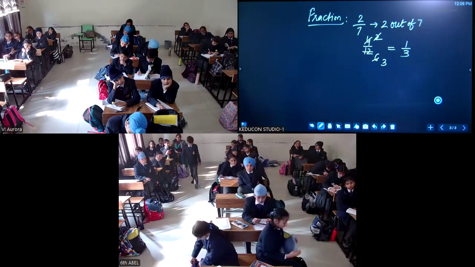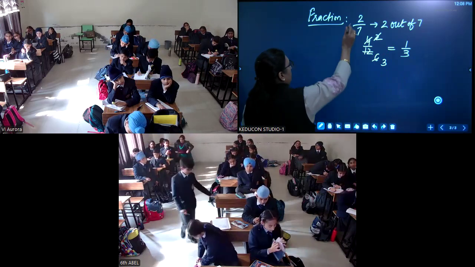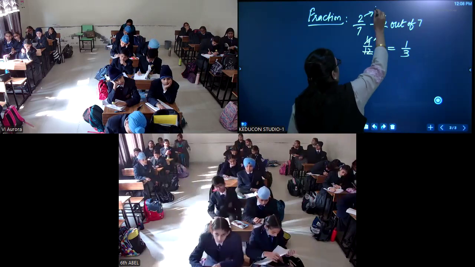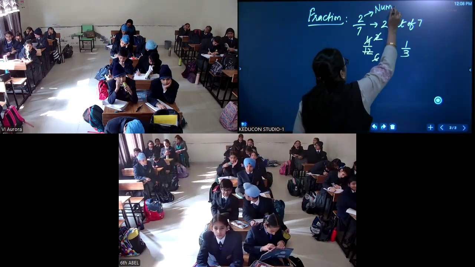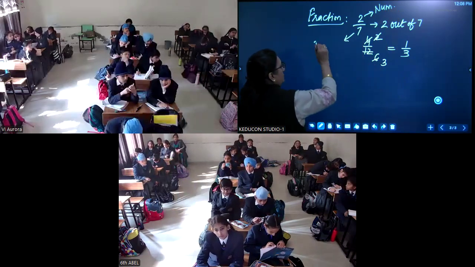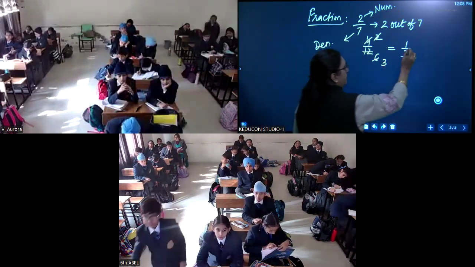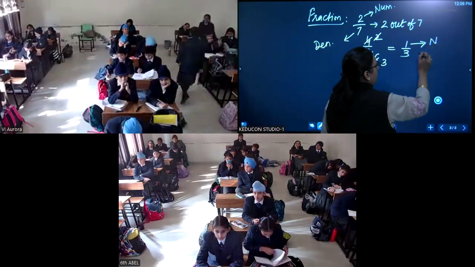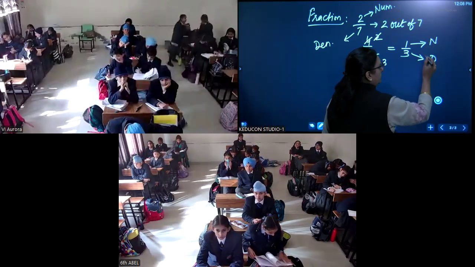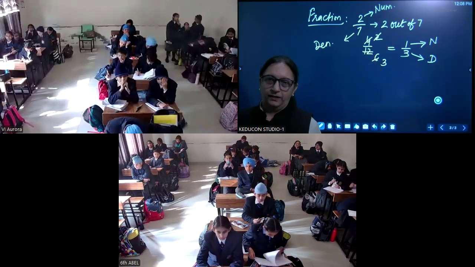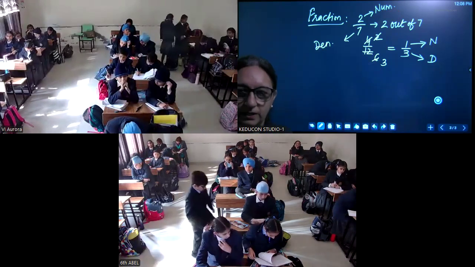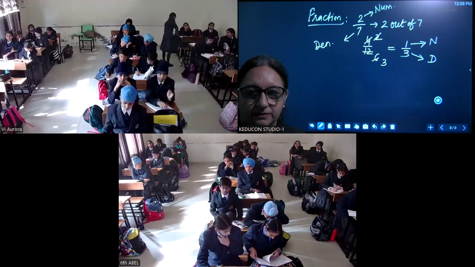In fraction, what do we talk about? We talk about a numerator. This is called numerator. And the bottom one is called denominator. Same here, one is called numerator and the bottom one is called denominator, that you know. All this you read in the fraction chapter.